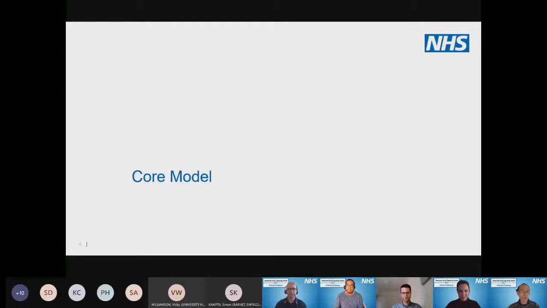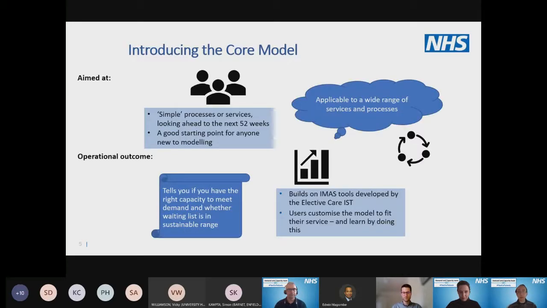We'll be talking about the core model today, and we'll be walking through that. My name is Keith Khunpha. I'm the technical lead for the program, and I'll be speaking with David Ianson, who is Cancer Commissioning Manager. Just a very quick talk about the core model itself.